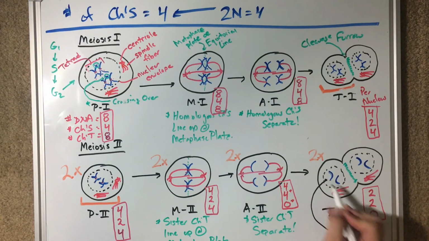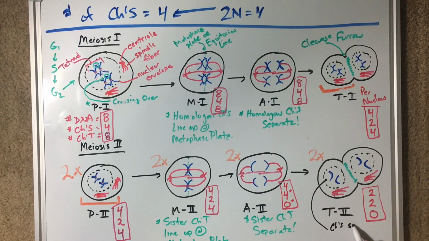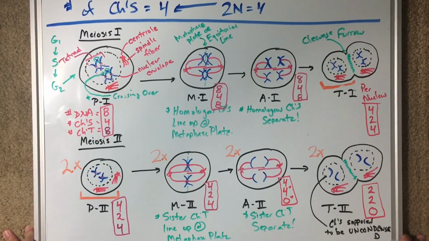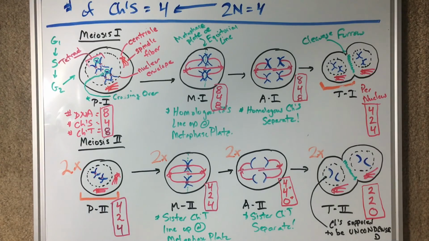In telophase, the chromosomes are supposed to be uncondensed. The reason why is because at that point in time, the chromosomes no longer need to be packaged. They finally hit their destination. They're finally in their daughter cells, and so the DNA begins to unravel. There's no need to be tightly packed anymore.